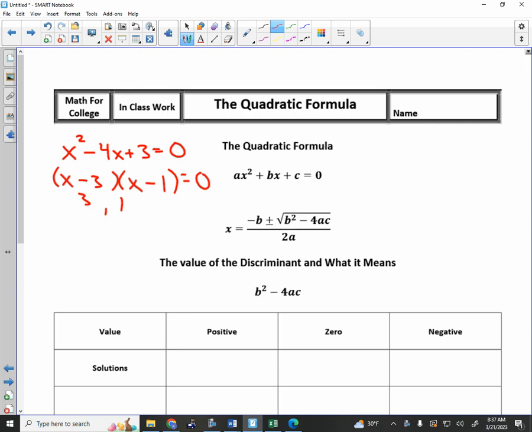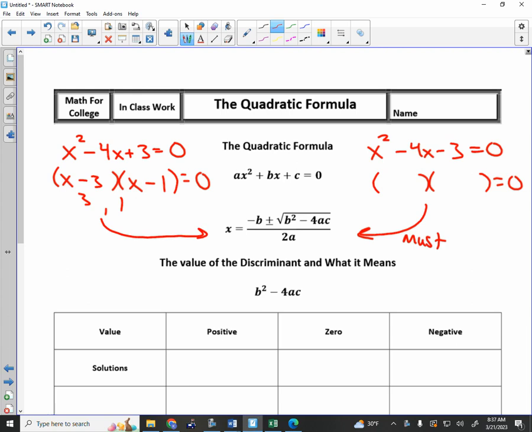Wouldn't it be nice if there was a formula that could just come up with 3 and 1 in case you forget how to factor? Or suppose that it didn't factor. Suppose you had x squared minus 4x minus 3. That does not factor. We don't know how that breaks down into two parts. Therefore, in that situation, you must use the quadratic formula. In this case, you could choose to use the quadratic formula or factor, either one. So the quadratic formula can be very, very useful in that way.